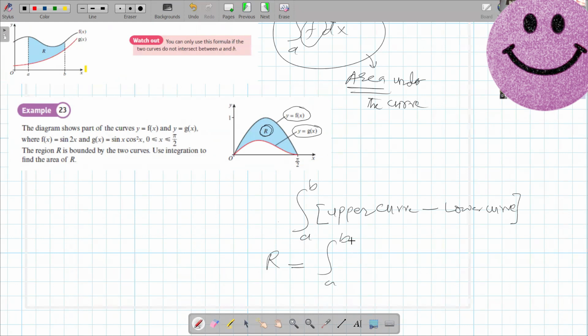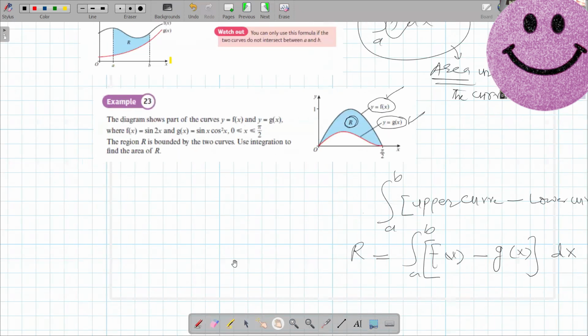So what is the upper curve? You have to see what the upper curve is, f of x, and what the lower curve is, g of x. Subtract the lower curve from the upper curve, and if you integrate this, this will give you the area between the two curves.